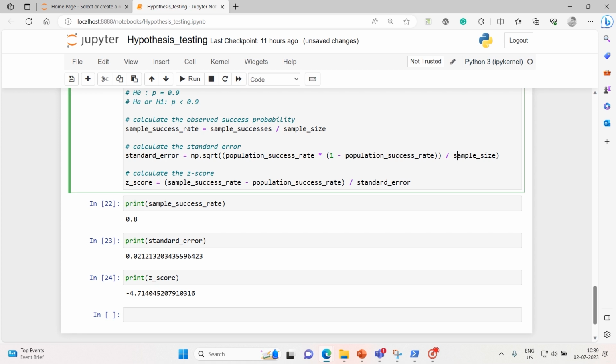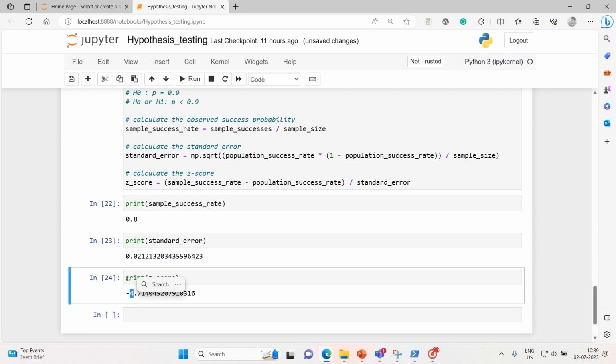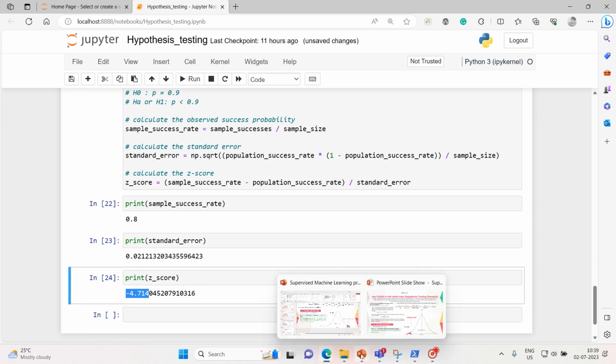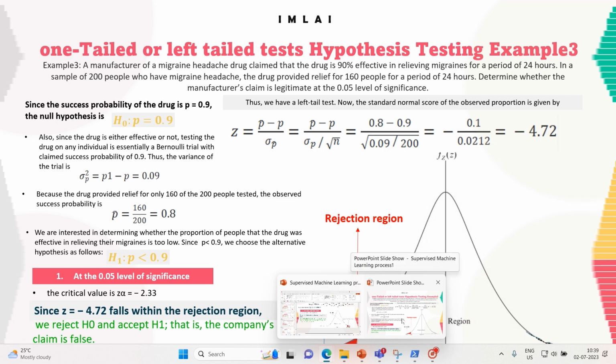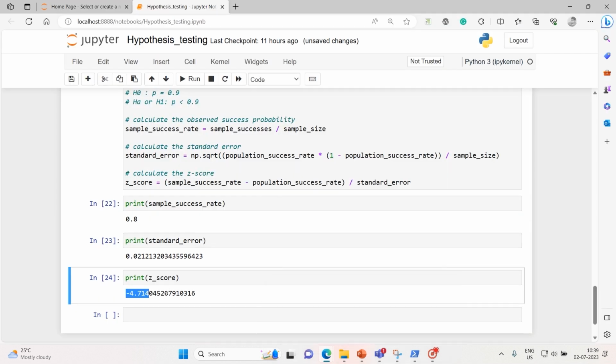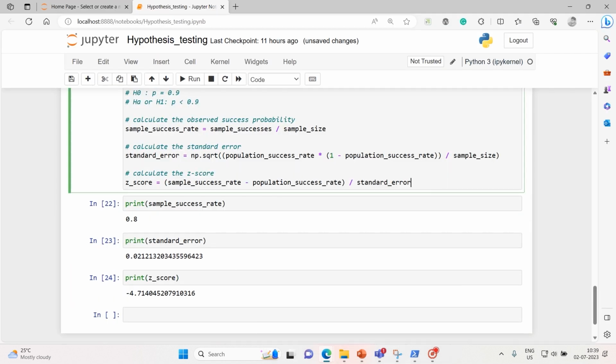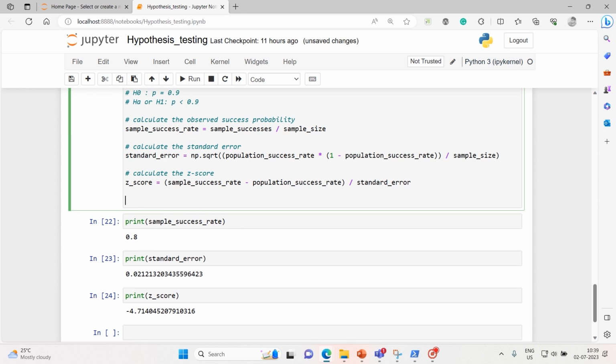Yep. Okay, so we got that. This is our standard error, 0.021, and we got our z-score of minus 4.714. Here what we see is 4.72, and what we got is 4.714. That's okay, it was rounded off. So the z-score has been calculated.